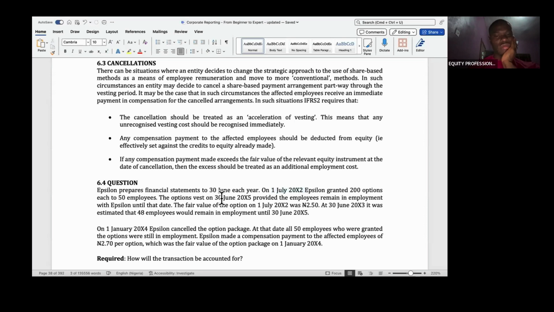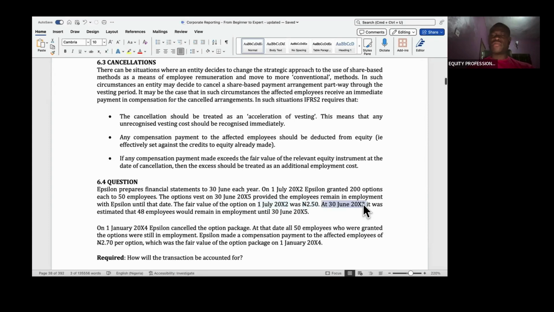We now say the options vest on 30th June 2005, provided the employee remains in employment with Epsilon until that date. That means the vesting period is how many years? June 2003, June 2004, June 2005. That's 3 years. We're now told that the fair value of the option on 1st July 2002 was 2 naira 50 kobo. That's the fair value of the option at the grant date, which we use for our valuation.